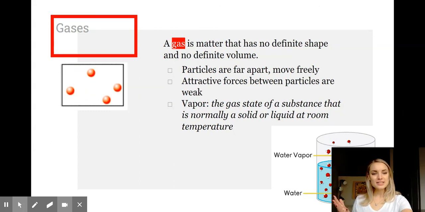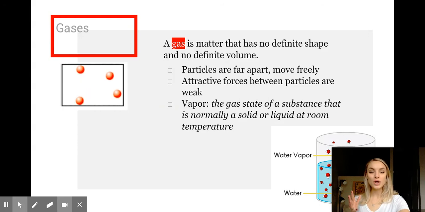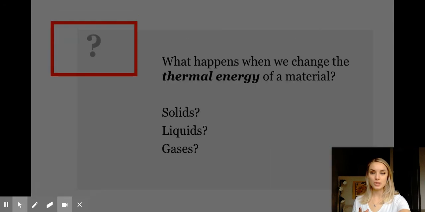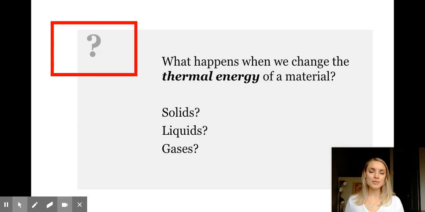And that's all we're going to talk about for now, but I want to leave you with a question for tomorrow. So be thinking about this as you wrap up today's work and you start tomorrow. What happens when we change the thermal energy of a material? So if we increase or decrease the thermal energy, what happens to a solid? What happens to a liquid? And what happens to a gas?